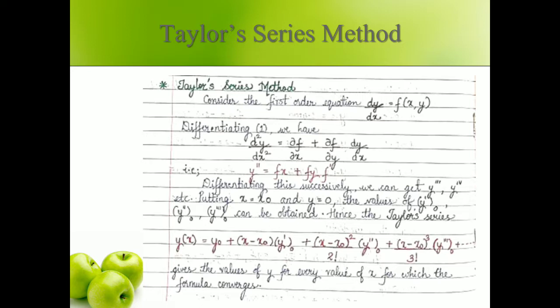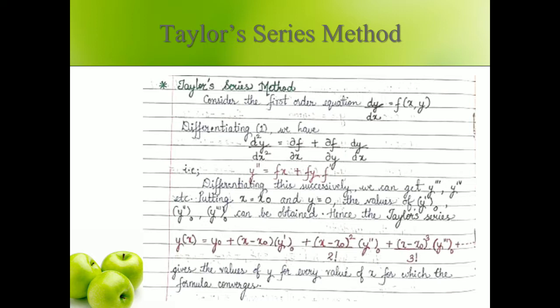So Taylor series method, consider a first order equation dy by dx equal to f of x, y. Differentiate the equation 1, we have d square y by dx square is equal to dou f by dou x plus dou f by dou y into dy by dx. So double differentiation will be equal to f of x plus f of y into f dash. Differentiating this successively, we will be getting y triple dash, y to the power 4, etc.